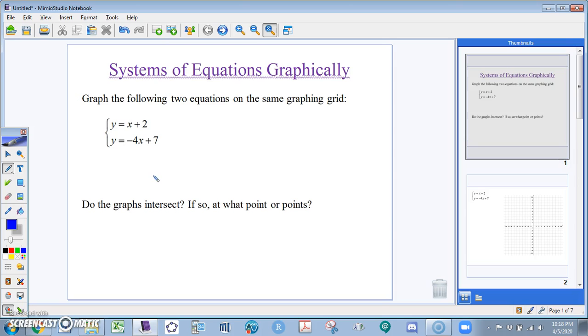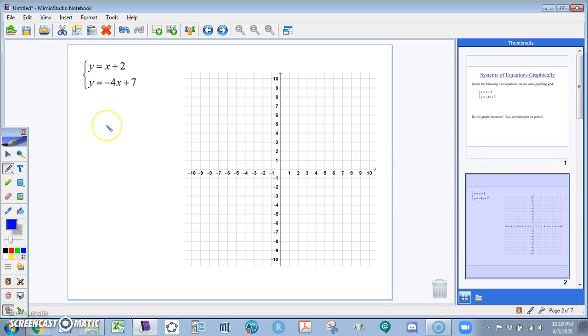So the basic idea here is that you would be asked to graph two equations on the same grid and then determine whether or not those graphs intersect, and if so, at what points. So the two equations I've been given so far are y equals x plus 2 and y equals negative 4x plus 7. We're going to come over here where I've got some graphing paper set up.